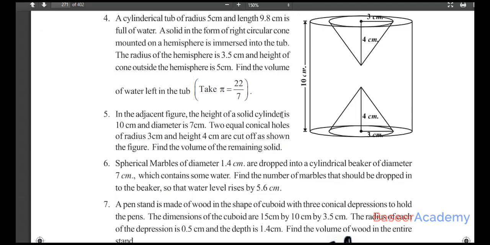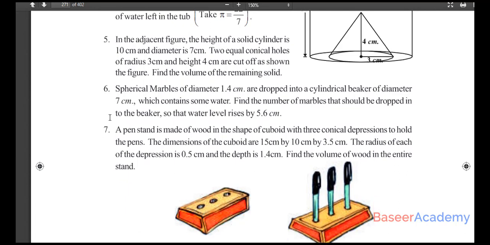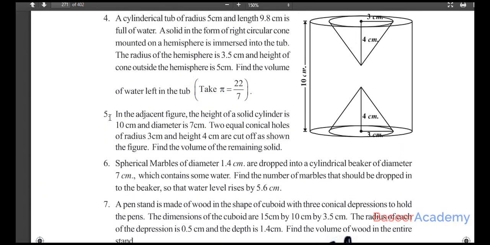I hope this thing is clear. Fifth one, I'll just give you a hint. I'm sure you can do it on your own. Fifth one, the diagram is given on the right hand side.